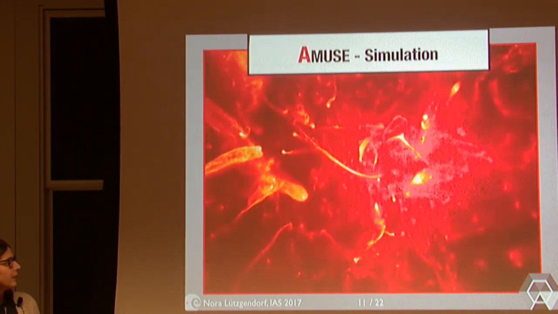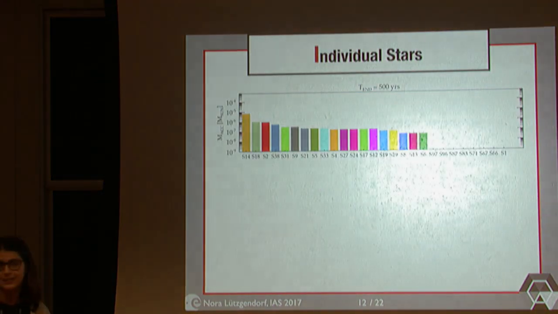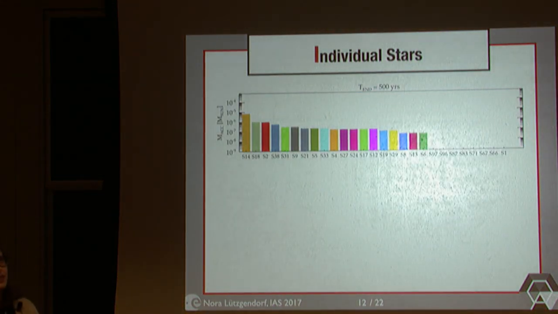So as I said, we looked at the stars individually first and see which of the stars would actually contribute most to the accretion. And surprisingly, it wasn't S2, it was actually S14. S14 gets closer. And then we looked, so this is like the individual stars.